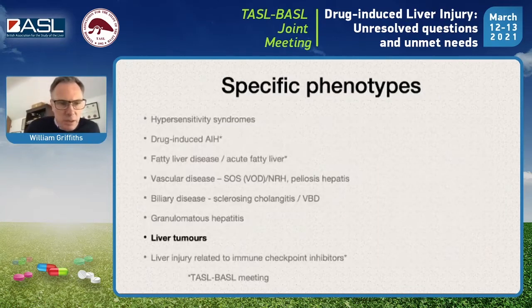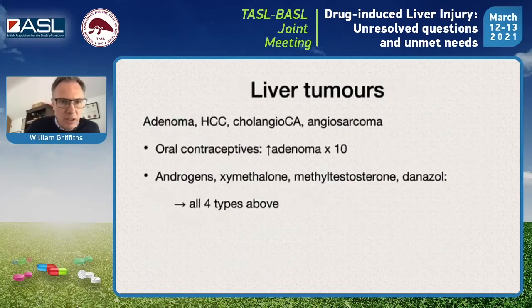And not so much an acute DILI, but worth mentioning, I think, that different types of liver tumour can occur due to drugs. So the oral contraceptive pill is associated with a 10 times adenoma risk and must be stopped in this context. And there are a few other androgens and similar types of hormonal drugs which can lead to adenoma, but also have been associated with malignant tumours.